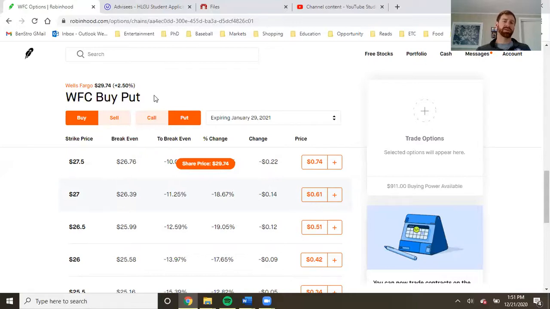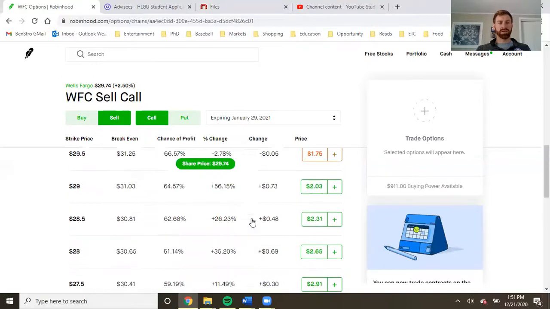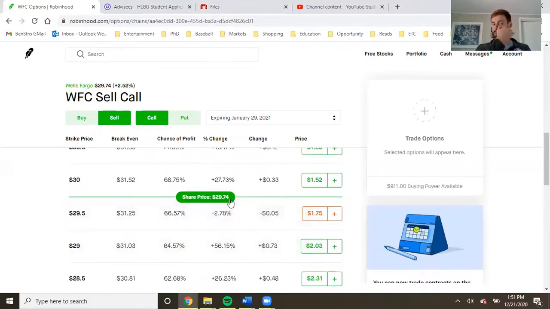So we've got buying calls, buying puts, but what about selling calls or selling puts? Well, again, you're working on the other side of things. You always have to have two sides of a trade, right? So here we see someone who wants to sell a call. Again, the stock price is $29.74. We're still working with January 29th.